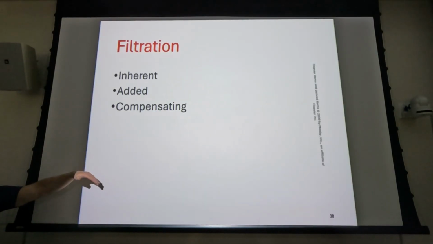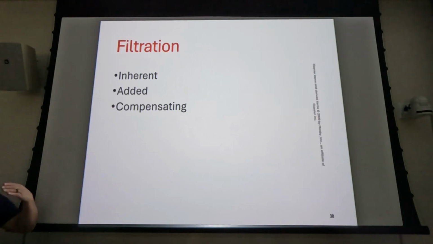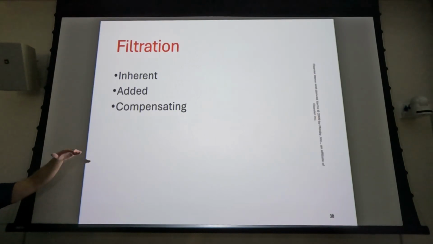Compensating filters. Okay, added filtration. Generally, if the question doesn't have any kind of qualifier, added filtration is just more sheets of aluminum. Compensating filters compensate for something: breast dose, tissue density differences, something like that. Still added filtration. Doesn't come inherent in the x-ray tube, but it's kind of its own subset. Okay?